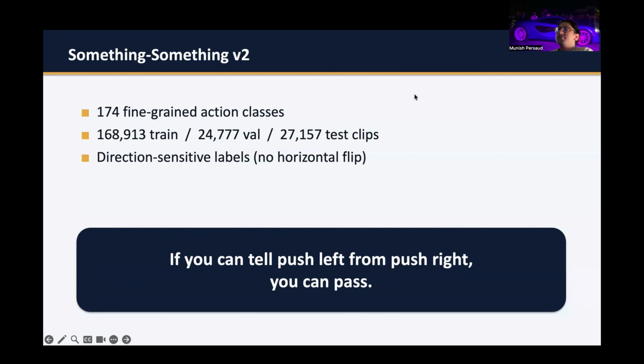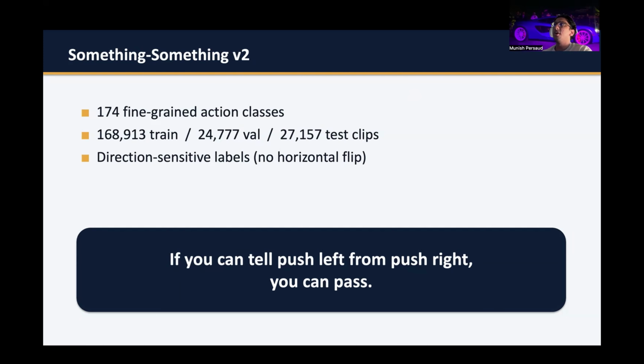Yeah, so our dataset is Something-Something V2. It came from Qualcomm around 2018 and quickly became one of the standard benchmarks for fine-grained action recognition. The split is 168,000 training clips, 24,000 validation clips, and 27,000 test clips. The total ends up being around 220,000, and each clip is 2 to 6 seconds long, recorded at 240p.